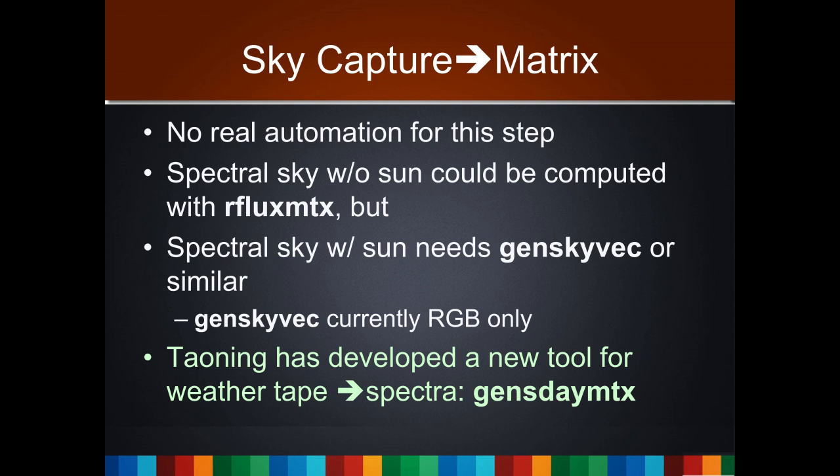So we need something like GenSkyVec that works with spectra, and we might improve GenSkyVec at some point to work with spectral data, but right now we don't have it, so we have to do this manually. But Tanning has this new tool that will take a weather tape and generate spectral skies called GenS Day Matrix, and I'll have a quick example of that later on.